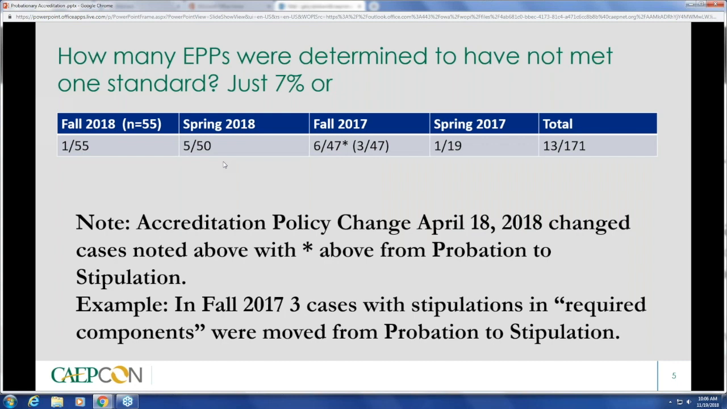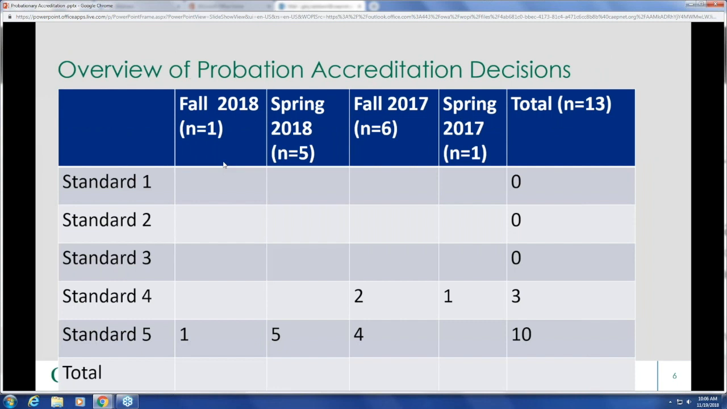So it's not a big number. Originally it was 7%, and now it's less than that. This chart gives you an idea of where we're seeing EPPs not meeting a standard. Going back over the last 4 semesters, we've had 10 that didn't meet it on standard 5 and 3 on standard 4.